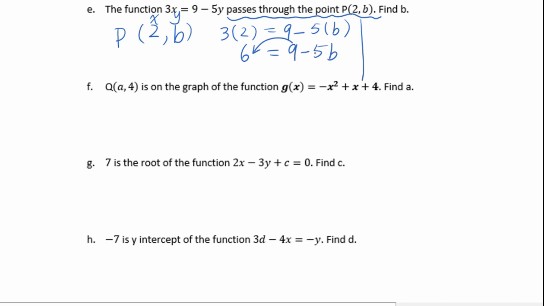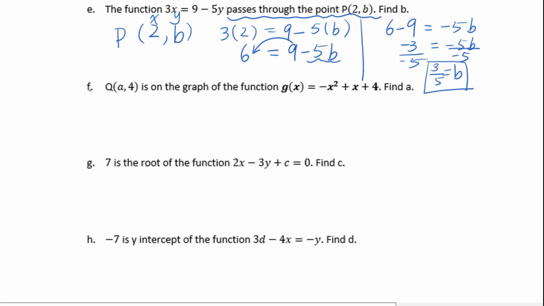We know this is a linear equation, so we need to isolate the variable on one side. Minus 9 both sides, you will get 6 minus 9 equals -5b. Then we have -3 equals -5b, divided by -5 both sides. So you get b equals 3/5.